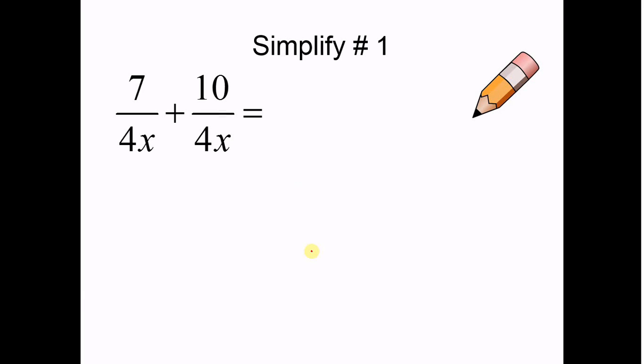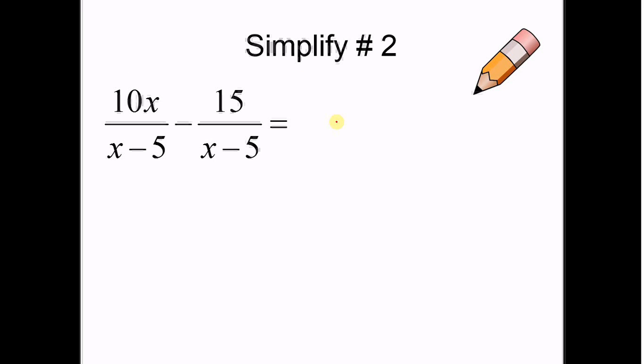So we have 7 over 4x plus 10 over 4x. My denominators are the same, so I'm going to just add my numerators. So I'm going to go 7 plus 10. Well, that's 17. That's like a cow plus 10 cows, right? Over 4x. That is as simple as it can go. 17 over 4x. I can't simplify that. So you're done with that problem.